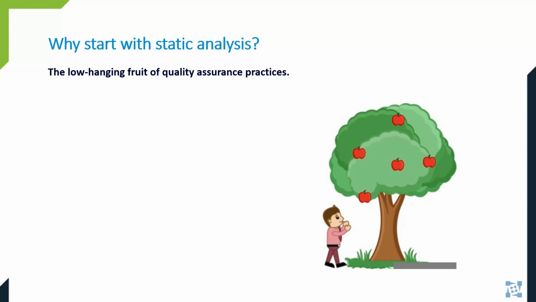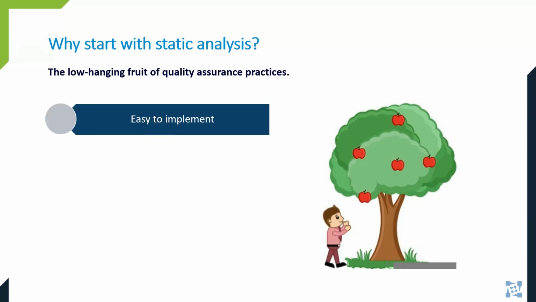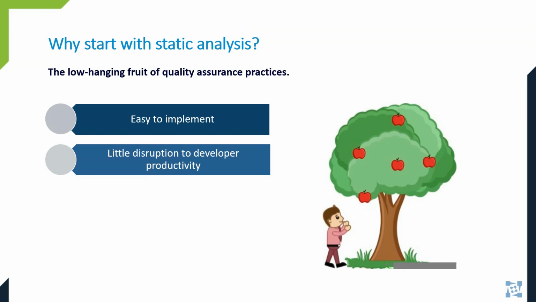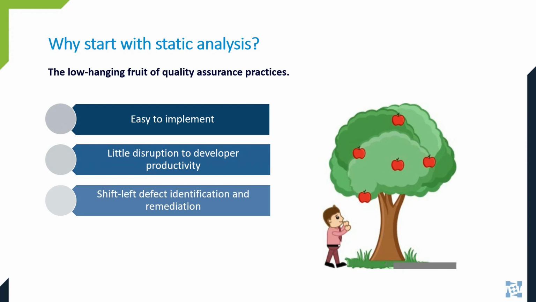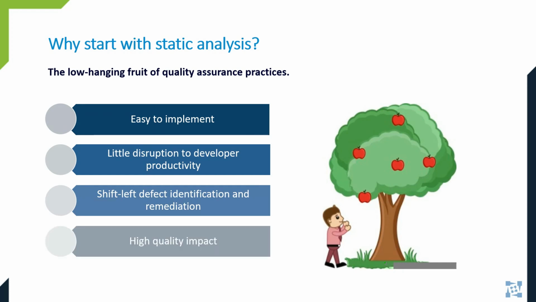Static analysis is a great place to start when it comes to increasing quality, as it tends to be easy to implement. It can often be integrated into both developer IDEs or into CI/CD pipelines for automated and continuous code scans. It provides little disruption to developer productivity, especially when integrated into the IDE, where the developer does not need to leave their workspace in order to fix issues. And it shifts left the identification and remediation of defects so that they're found and addressed before they become larger and more costly problems to fix. And in the end, it results in higher quality code.